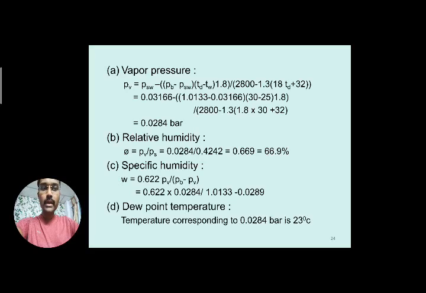Finally, dew point temperature. That is the particular temperature where the air will begin to condense. So the temperature corresponding to 0.0284 bar, the vapor pressure where it is ready to condense, is 23 degrees centigrade. The air will start to get condensed here, that is the dew point temperature. So TDP, denoting dew point temperature, TDP equal to 23 degrees centigrade, that is from the steam tables.